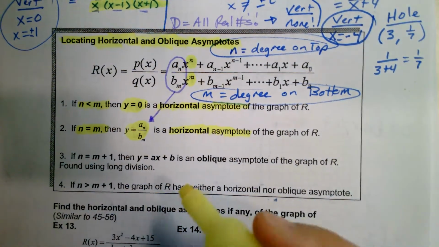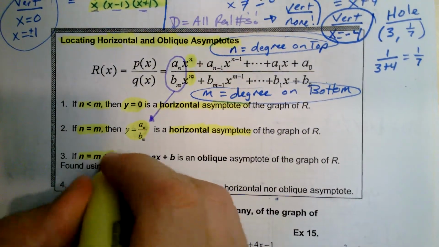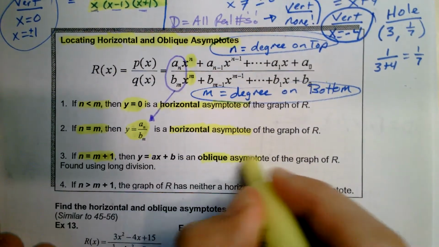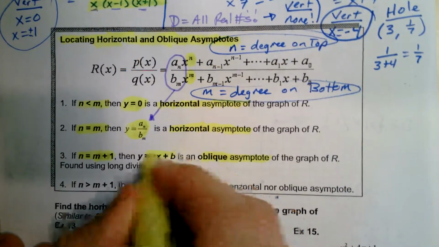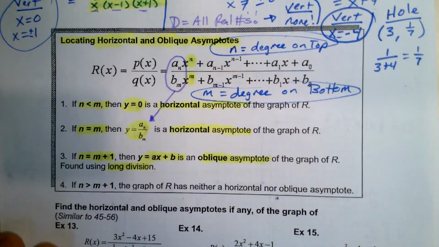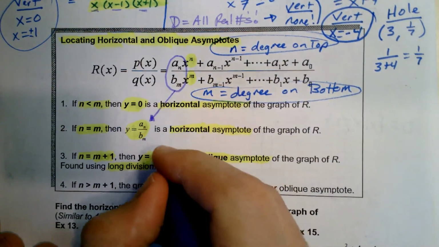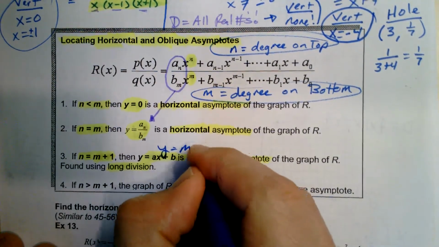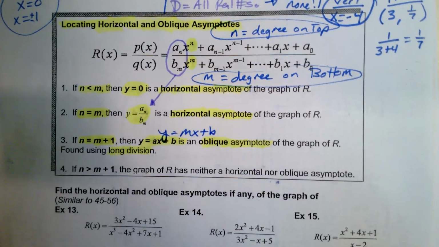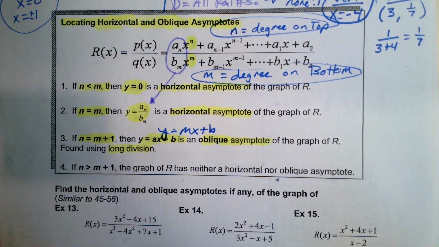If n is equal to m plus 1, the degree on top is equal to the degree on the bottom plus 1, then we have an oblique asymptote. And we find that oblique asymptote using long division. Okay, so you're going to get a line. You're going to get y equals mx plus b here. And to do that long division, we did that on the warm-up yesterday.